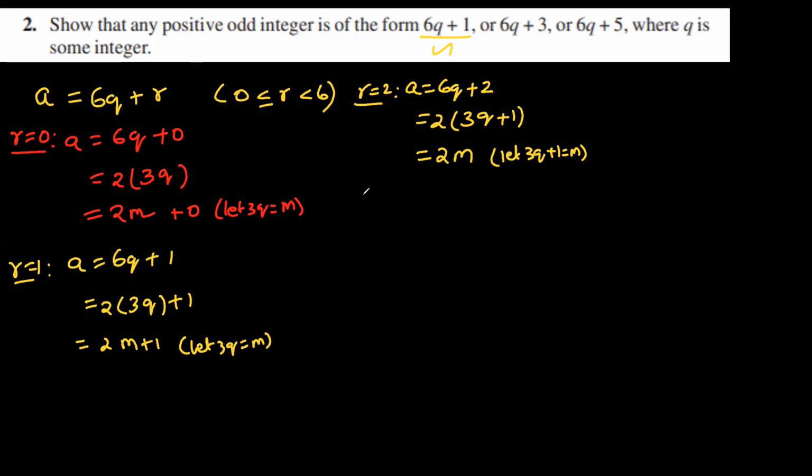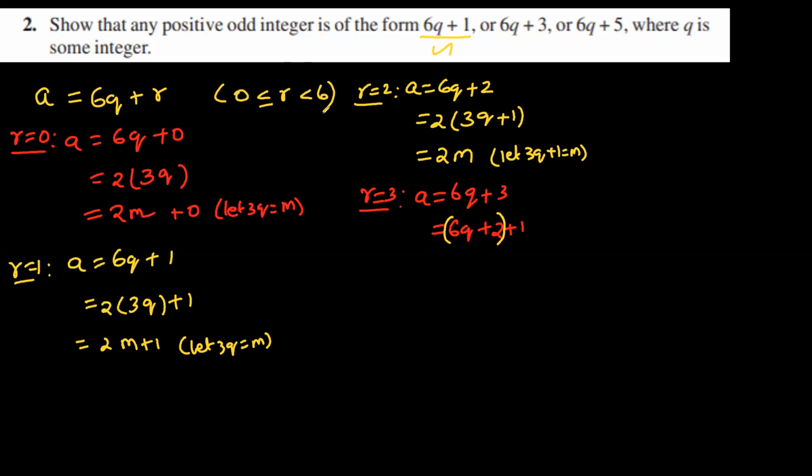Now, when r is equal to 3, a is equal to 6q plus 3. We cannot take overall 2 as common. But we can try to split this 3 as 2 plus 1. Either if it is 3 as a whole or 2 plus 1, both mean the same, isn't it? Just an alternative.